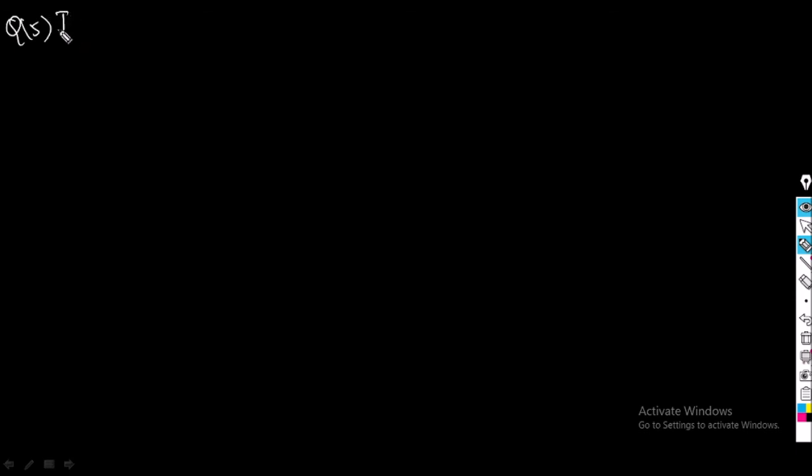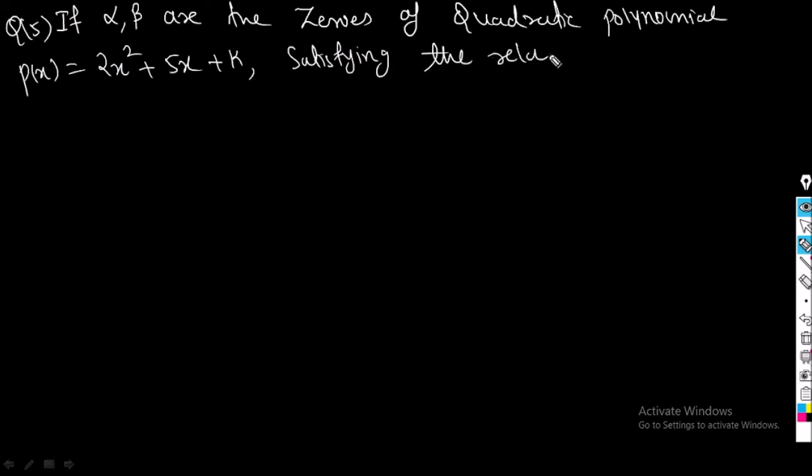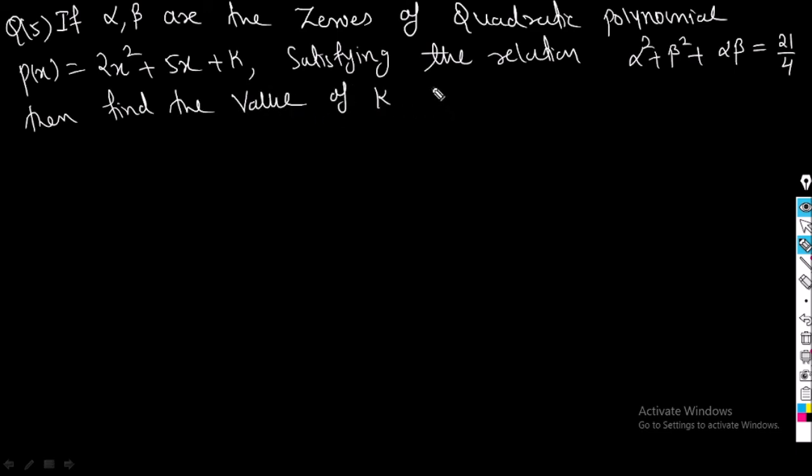If alpha, beta are the zeros of the quadratic polynomial p of x is equal to 2x square plus 5x plus k, satisfying the relation alpha square plus beta square plus alpha into beta is equal to 21/4, then find the value of k for this to be possible. This is the question.